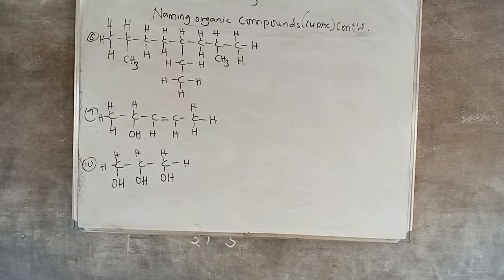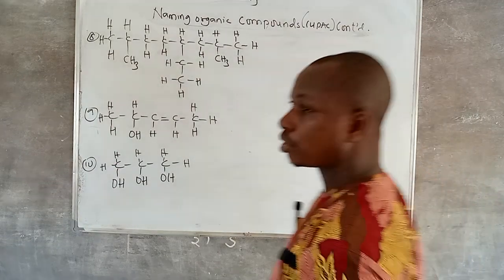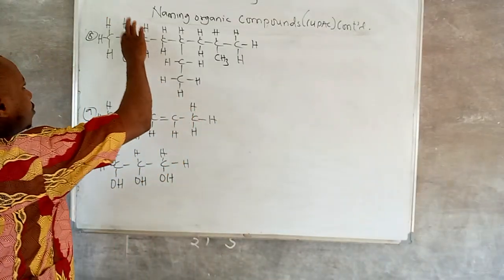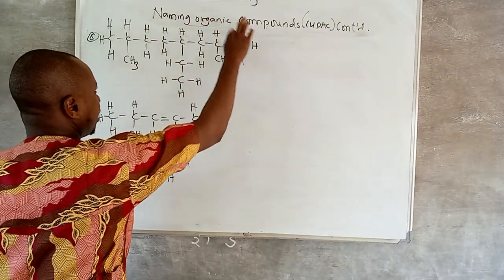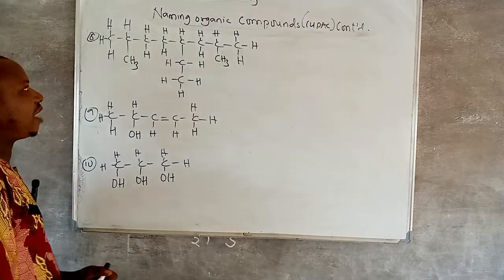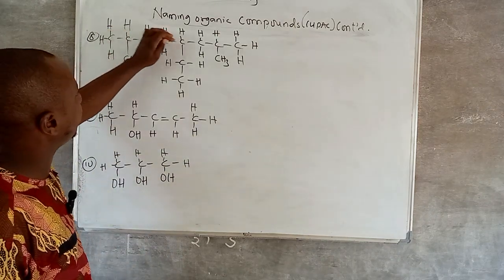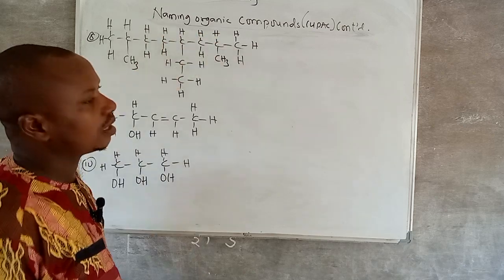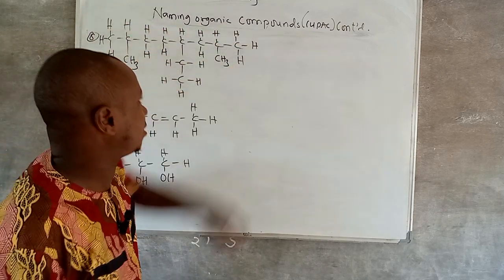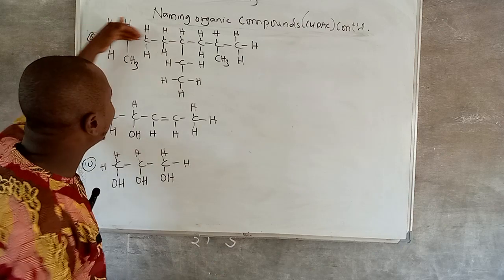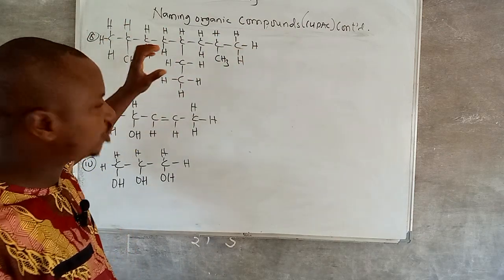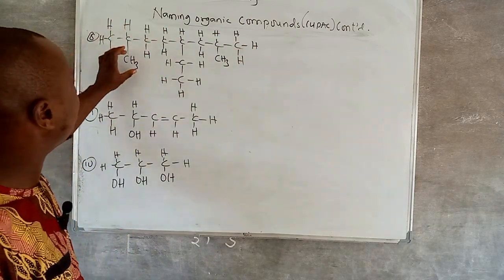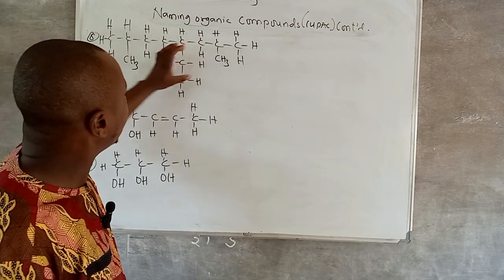Example 8. Just watch the structure. 1, 2, 3, 4, 5, 6, 7, 8. If I'm counting straight, I will get 8. 1, 2, 3, 4, 5, 6, 7. 1, 2, 3, 4, 5, 6. So the longest one is what? Straight, 8. Anything that doesn't fall along this line is now considered a branch, which means you have three branches here. You have this one, this one, and this one.